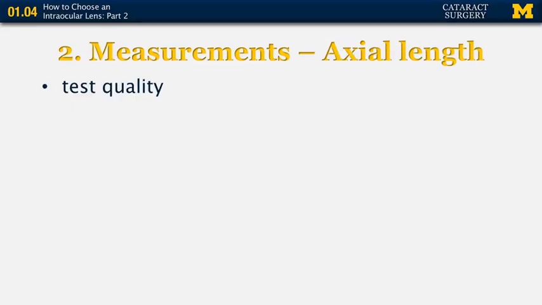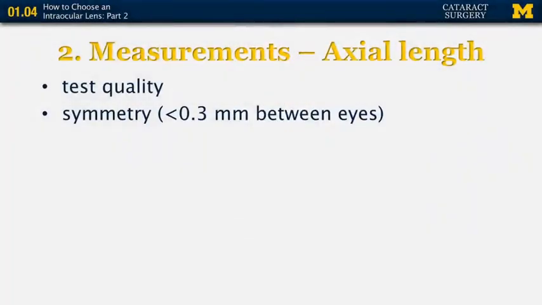Starting with axial length measurements, we first want to examine the quality of the chosen study. For example, if we're using an A scan, we'd take a peek at the sharpness and height of the peaks of the waveform. If we're using an IOL master, we'd also want to examine the waveform, but also pay attention to the signal-to-noise ratio. We next look at the symmetry between the two eyes. The second non-operative eye serves as a control. If the axial length measurements don't fall within 0.3 millimeters of length between the two, we'd want to ask ourselves, why not?